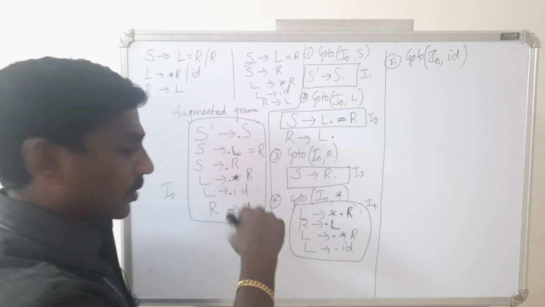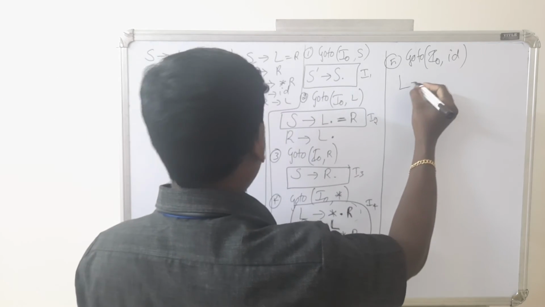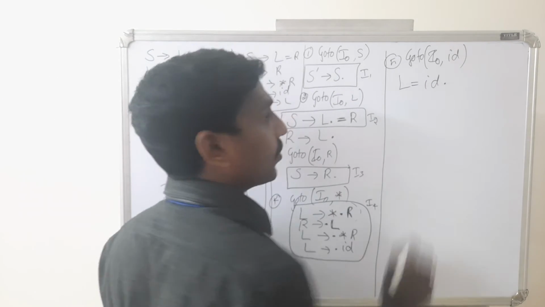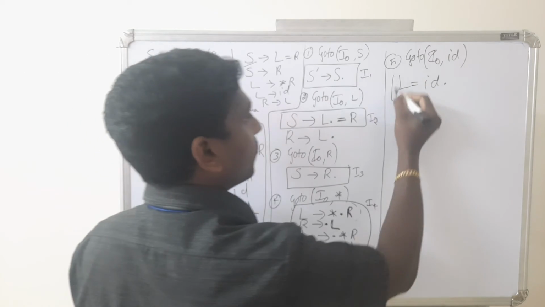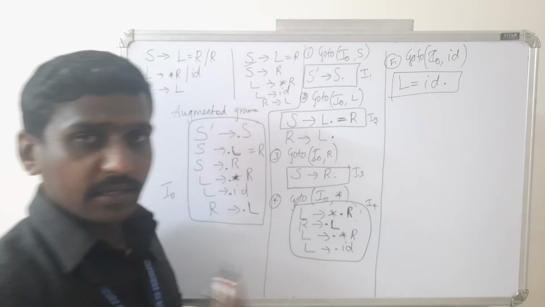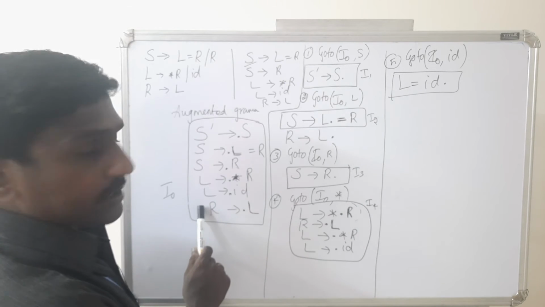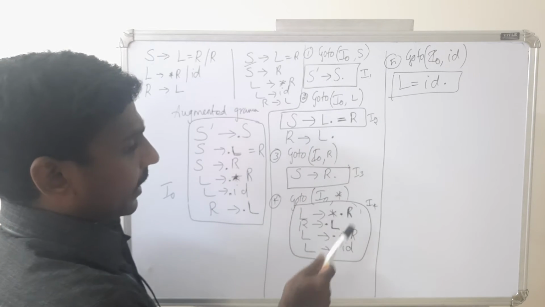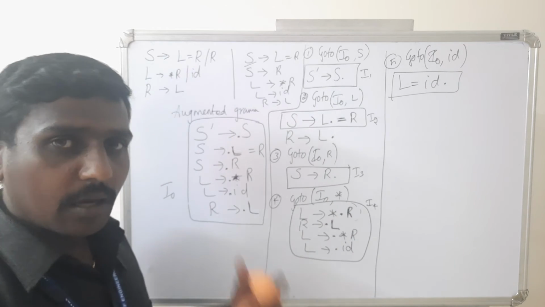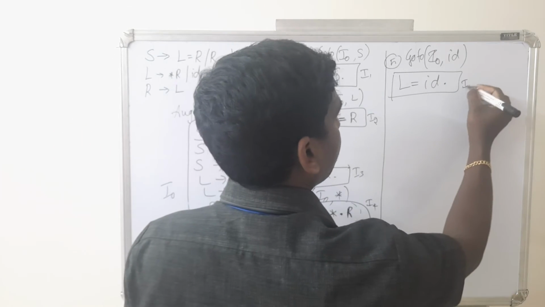We have to move dot one step afterwards. That is L equal to ID dot. Okay, so whether this is the same as I0, I1, I2, I3? No. See, I0 is this, I1, I2, I3, I4. This is different from all previous items, so we will mark it as I5.